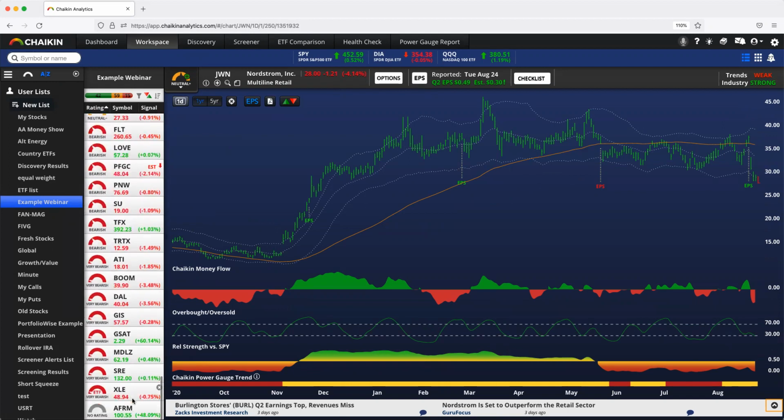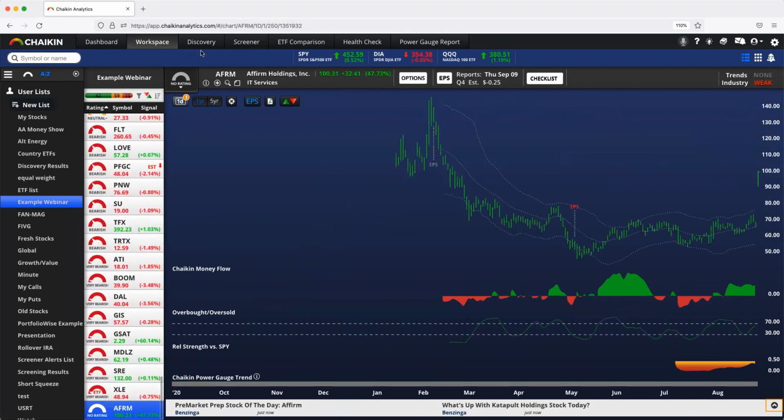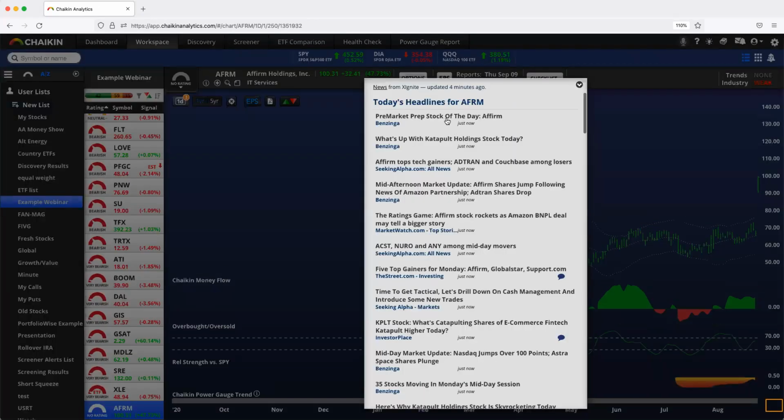But how about a company like Affirm? Affirm today is up almost 50%. They've traded less than a year. There's no power gauge rating yet. We need 1 year's worth of data. And you may say, well, why in the world is this stock up so much? Well, let's check the headlines.